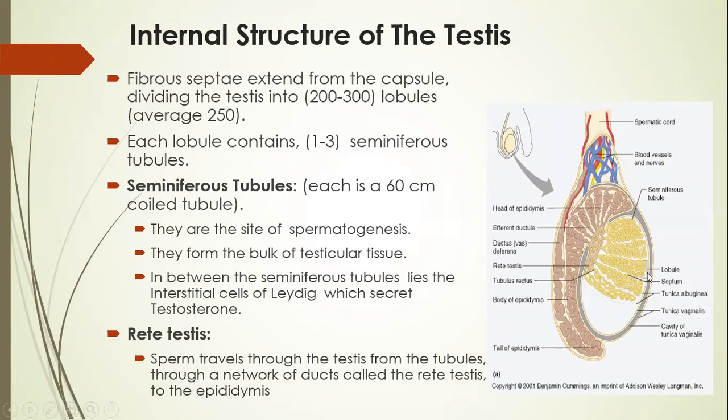together. Initially they are single long coiled tubes, then they come near something called the rete testis, where they all join together to form a network. Sperms travel through the testis from the seminiferous tubule, all the way through a network of ducts called the rete testis, to the epididymis. So all the sperms will come from the seminiferous tubules and drain into this rete testis network of tubules. From there they enter the epididymis, the head of the epididymis.